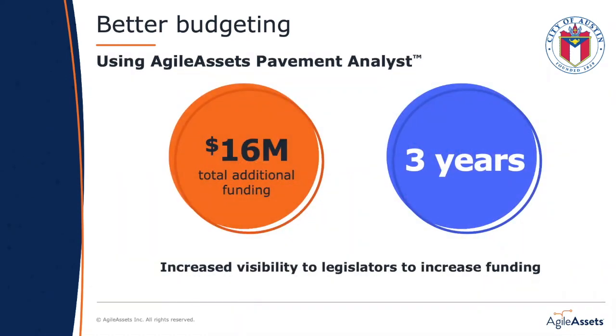Overall, the City of Austin was able to increase our pavement funding by an extra $16 million over 3 years. That's because we were able to provide increased visibility to our legislators using accurate data to justify higher funding.